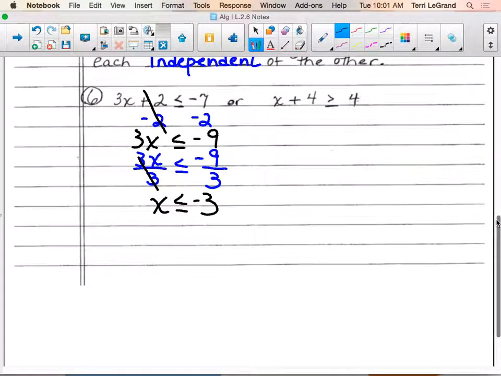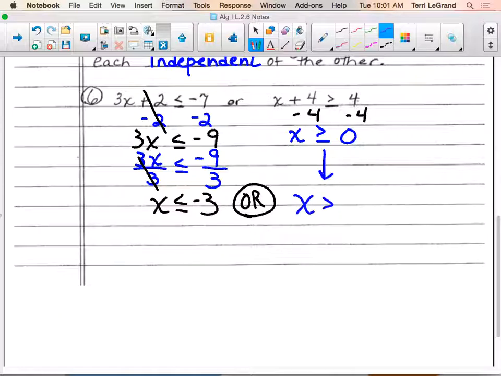Well, now we solve the other one. Put the or here so you don't forget that this is an or one. What do we have to do to this one? Subtract 4 from both sides. And some of you might be in a panic and say, oh, wait a minute, oh dear. 0. Remember, 0 is a solution, isn't it? So let's just drag that down here. Let's say x is greater than or equal to 0. That one was so easy to solve.